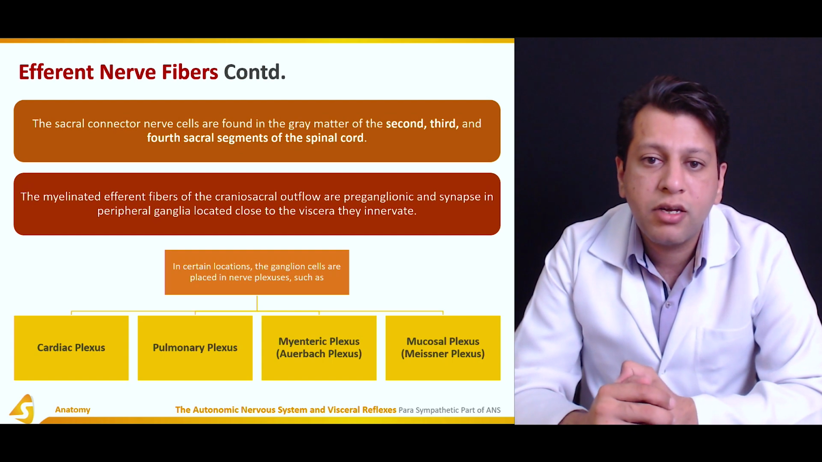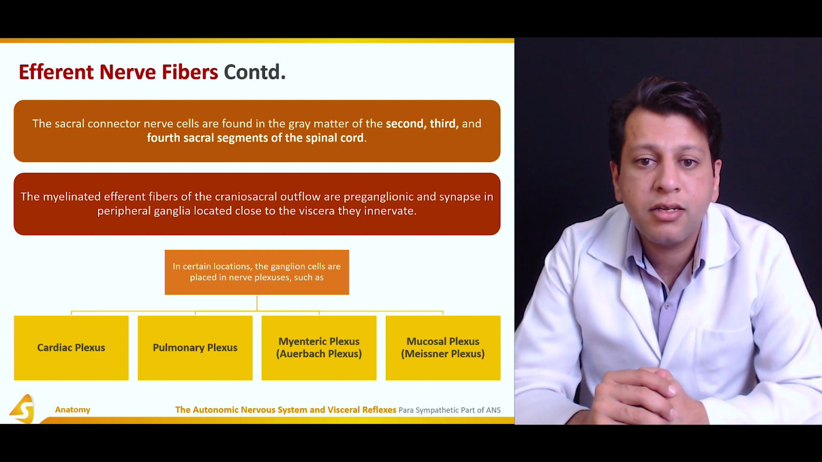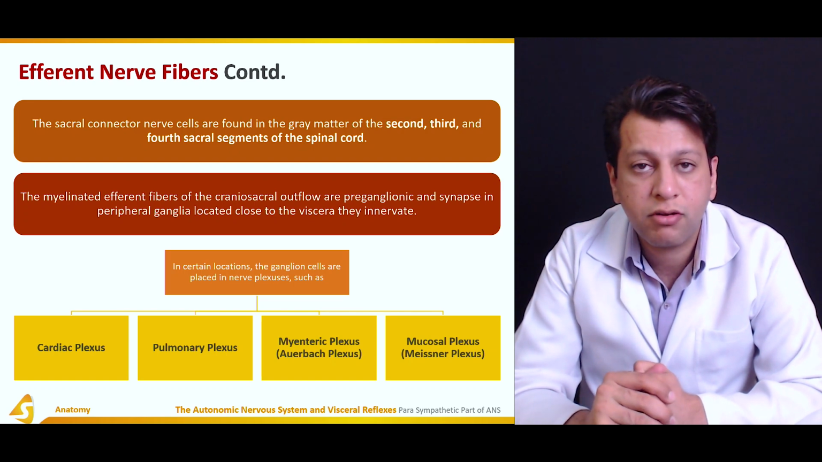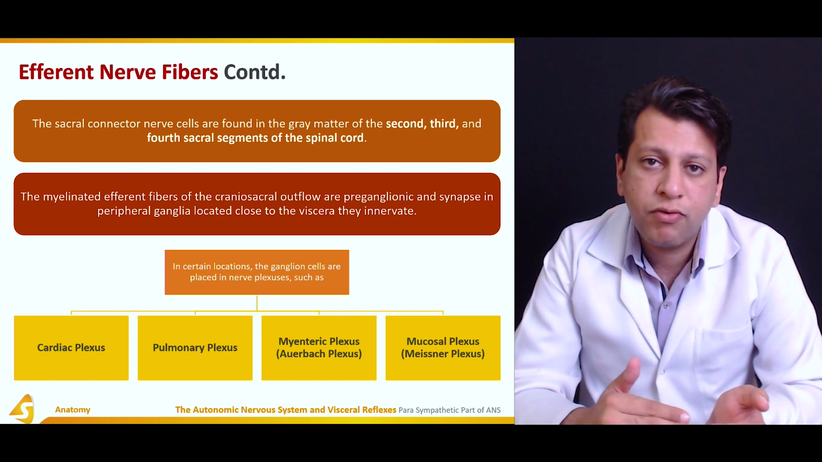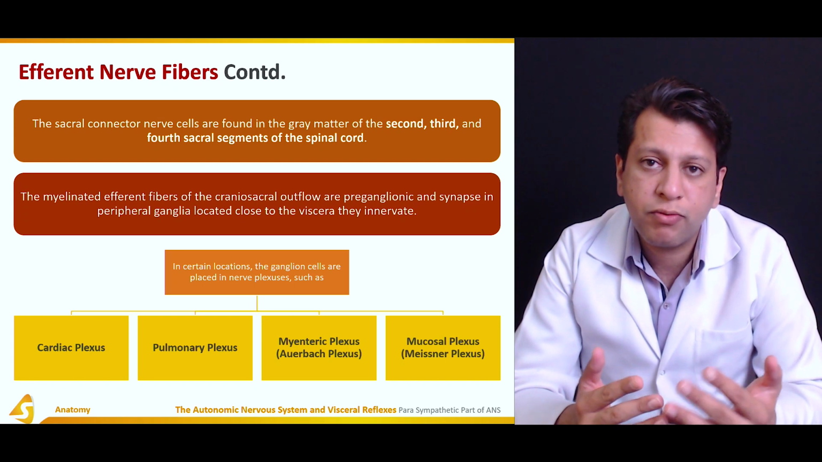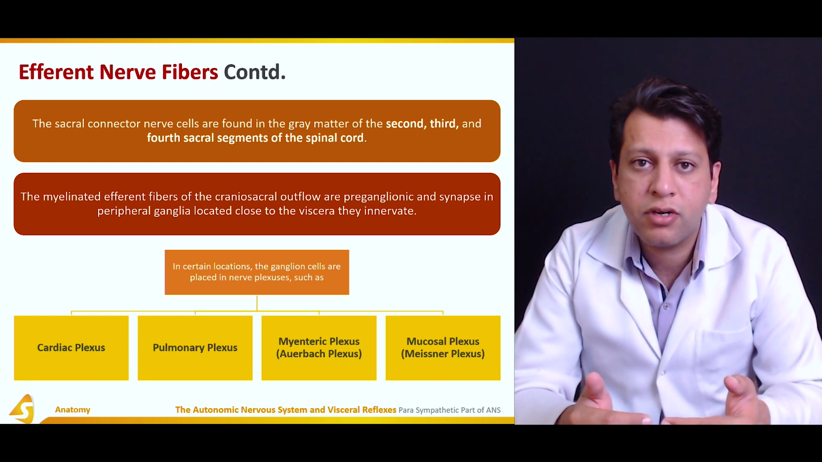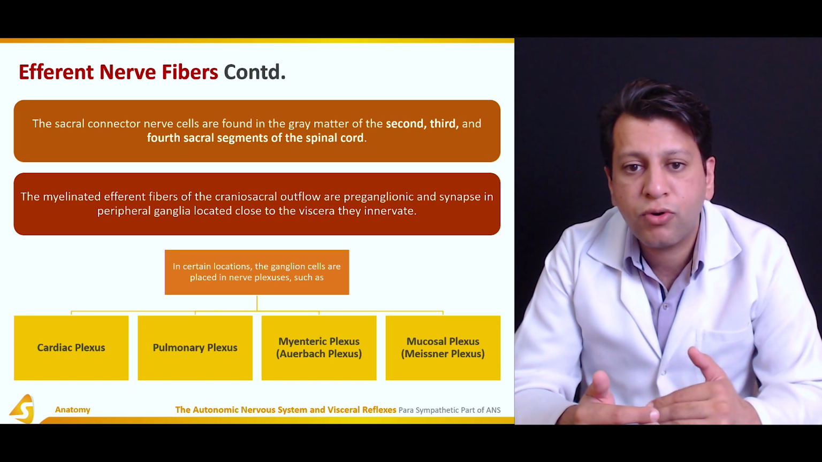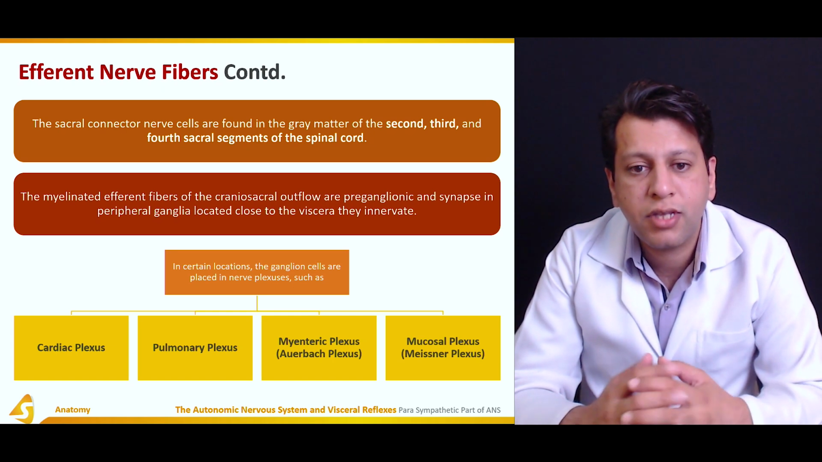So what are the efferent nerve fibers? Now, sacral connector nerve cells are found in the gray matter of the second, third, and fourth segments of the spinal cord. The one outflow is from the cranium, as I just told you, from the nuclei of the four different nerves, while the second part is from the S2, S3, S4 level, that is basically from the sacrum.